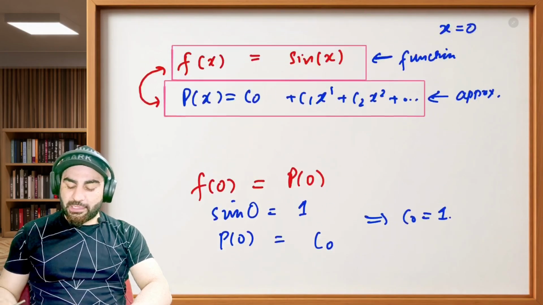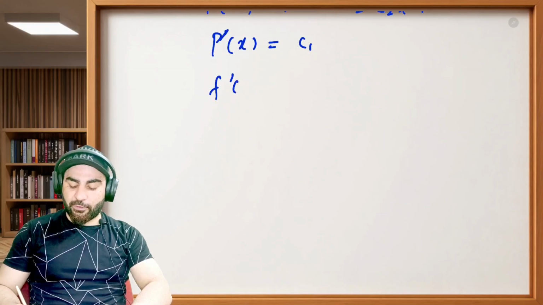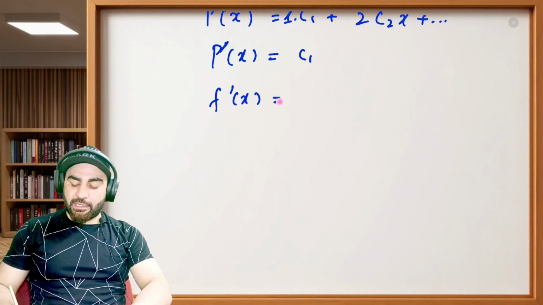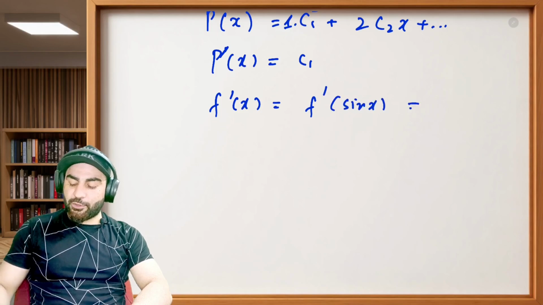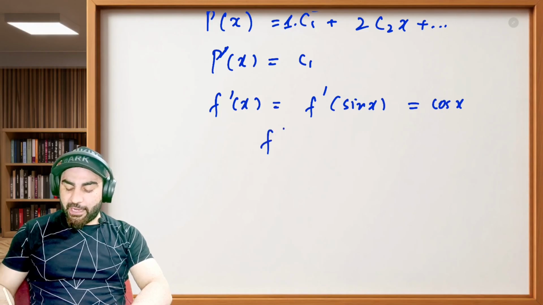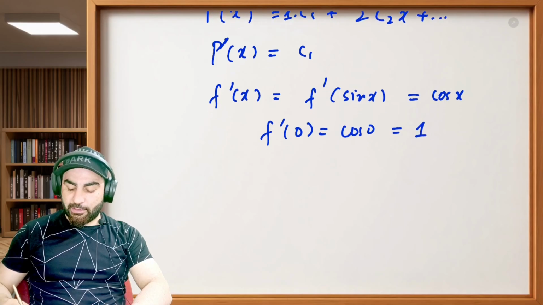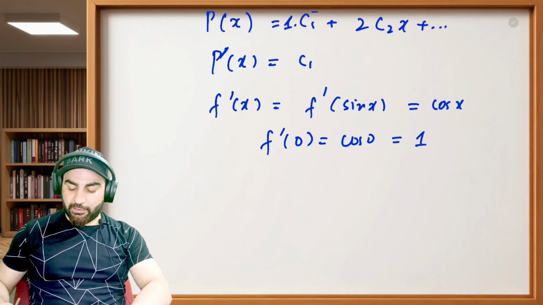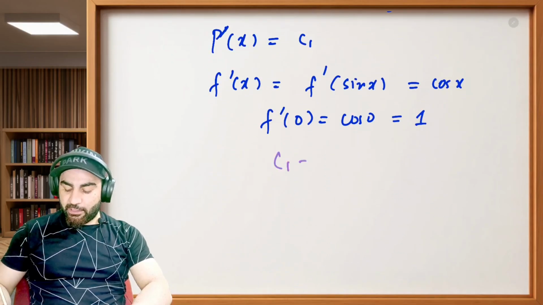Now you also take the derivative of f of x. The first derivative of sine of x is cos of x. Evaluating it at 0, f dash of 0 is equal to cos of 0, which is 1. So c1 is equal to 1, because these two have to be equal.